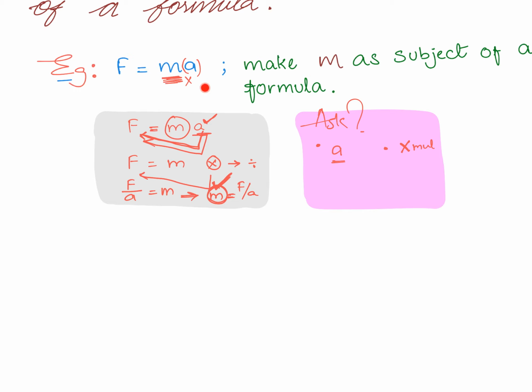So the equation F equals m a, in which m is being made the subject of the formula, so a has been kicked off to the other side. The a over here was multiplying, so it goes to the other side with division. Okay, so F by a gives m.